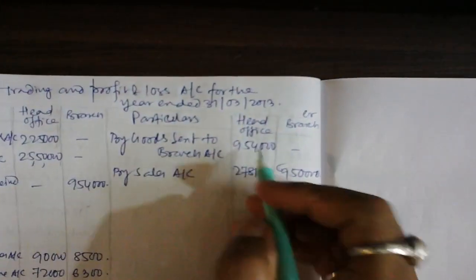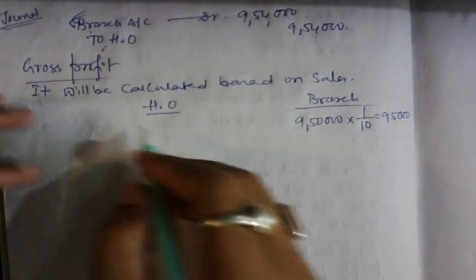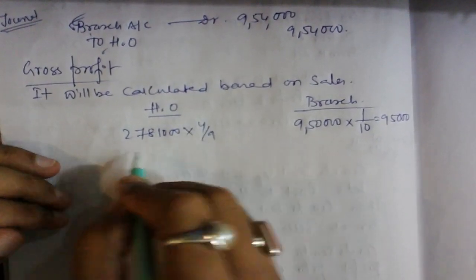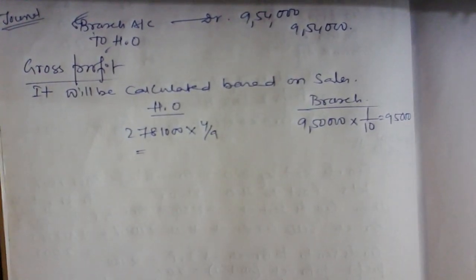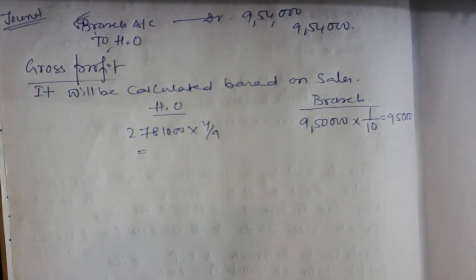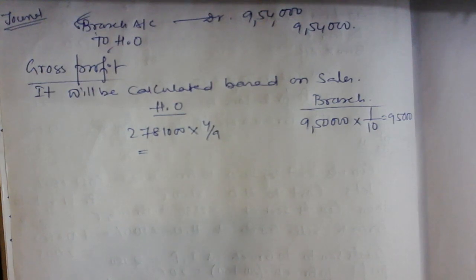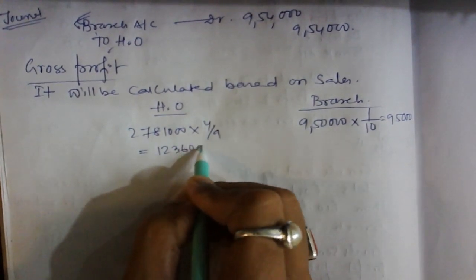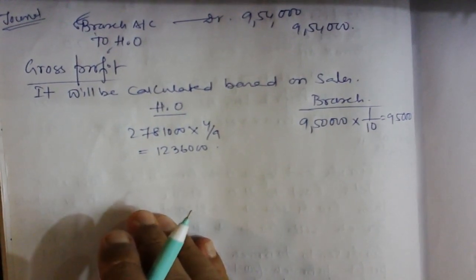Okay. So if you go there and you see the sale is 27,81,000. So come here, you can write 27,81,000 into 4 by 9. So make it, you can easily get the calculation done. How much is it coming, Sonal? Just see once. I find 12,36,000. Fine, done.